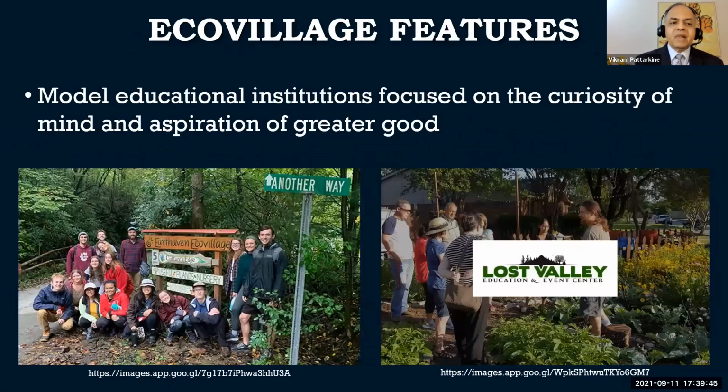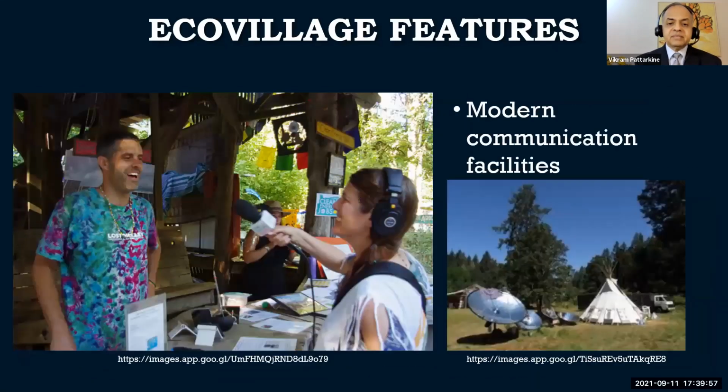The eco-village can have model educational institutions focused on the curiosity of the mind and aspiration of greater good, where people can come and see how we can live in harmony with nature. So it could be a learning center as well.